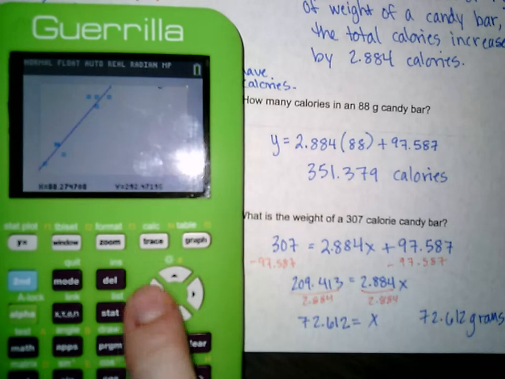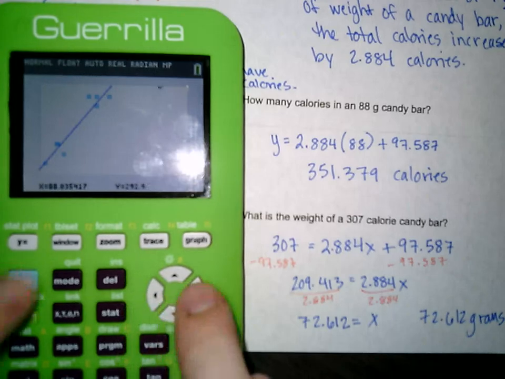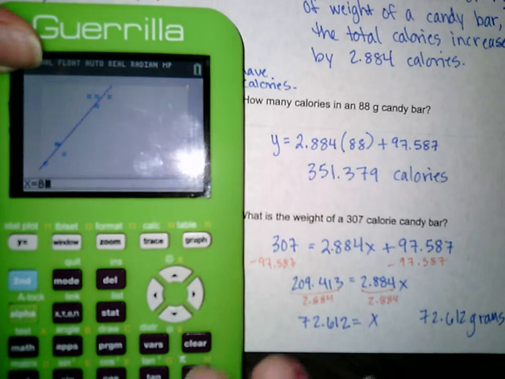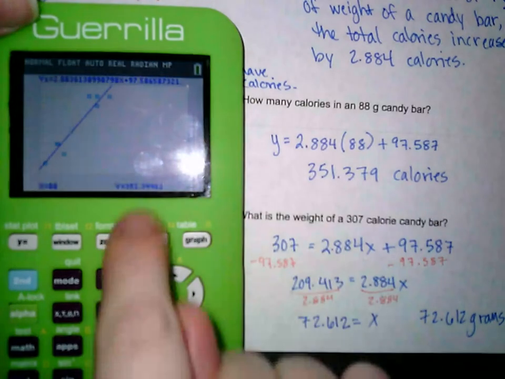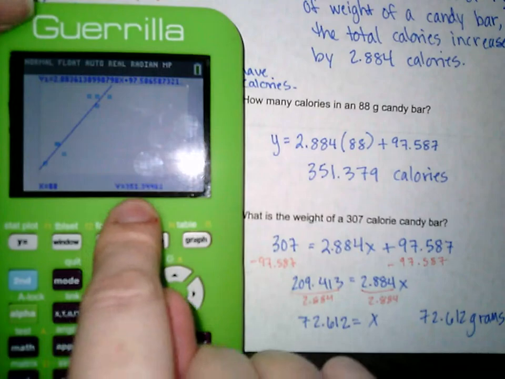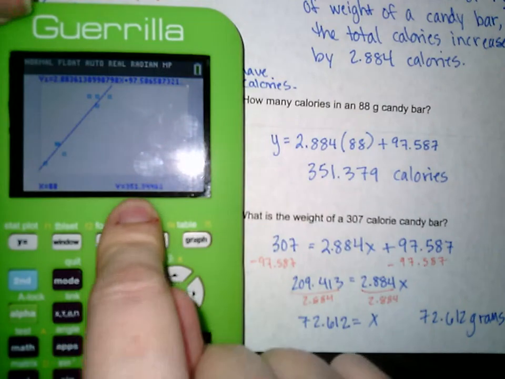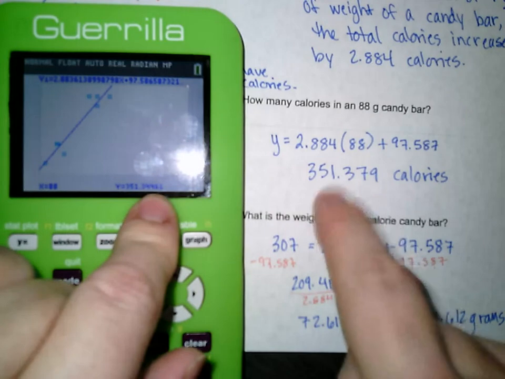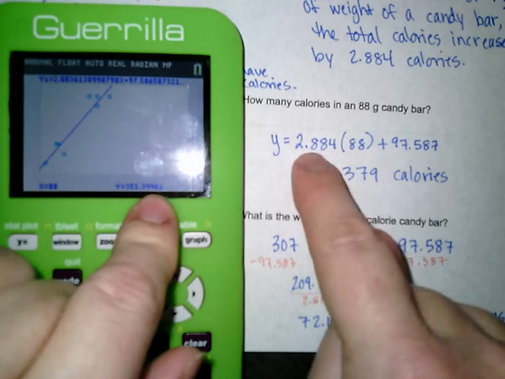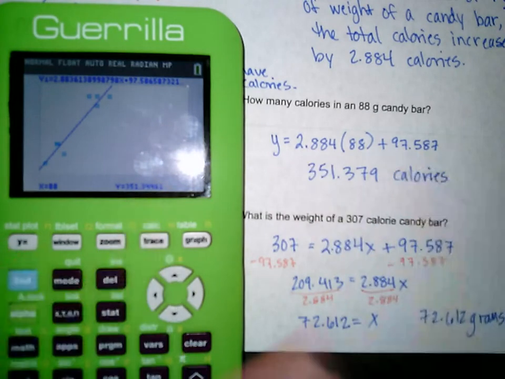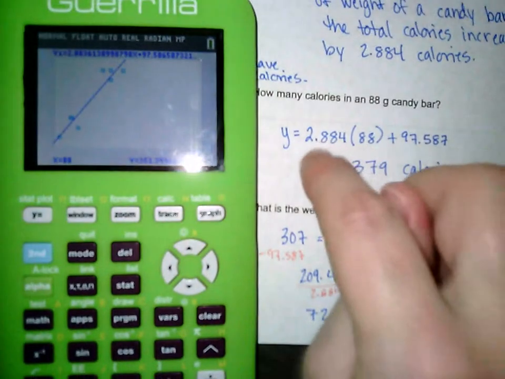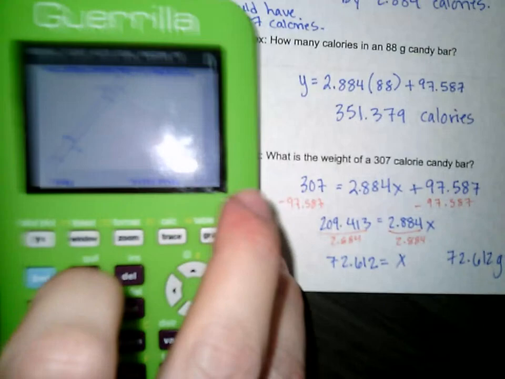If x is 88, y is... it's not working. Here we go. X is 88, y1. There we go, 351.34461. The difference between the answer that we got on the calculator and the answer I got here is because we rounded our slope and our y-intercept. So it's close, but it's not going to be exactly the same. This is probably what they're having you do in MyMathLab.